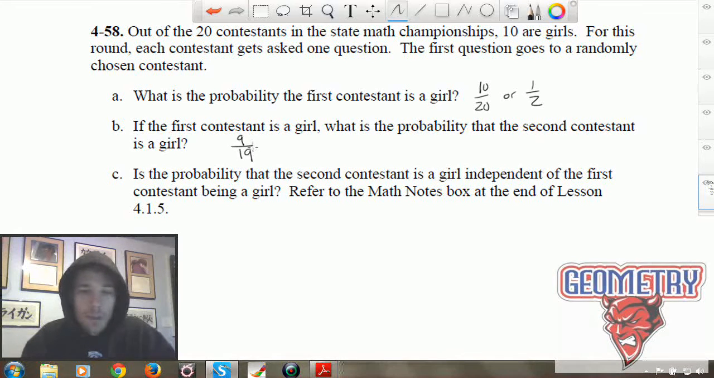So the probability the second contestant is a girl is 9 out of 19. It doesn't reduce at all. So you see that it's 9/19.